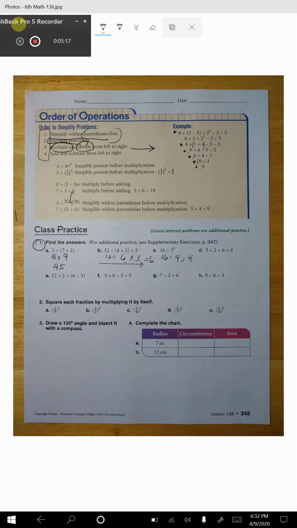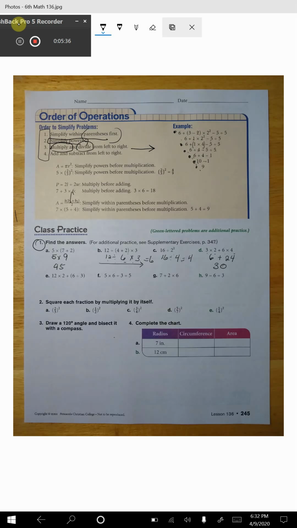All right, so I've got 3 times 2 is 6, plus 6 times 4 is 24. Now I'm going to take 6 plus 24 and I'm going to get 30. Okay? Not too bad, is it?